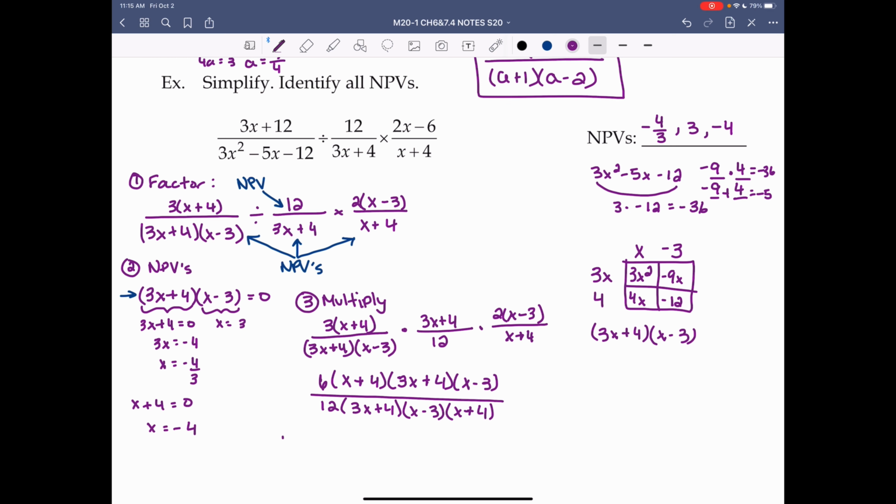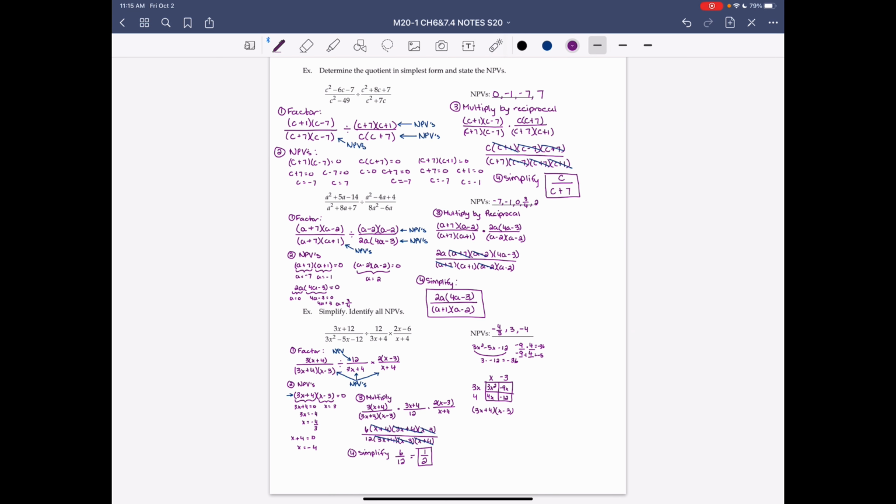Step 4, we want to simplify. We can divide out x plus 4 on top and bottom, x minus 3 on top and bottom, and 3x plus 4 on top and bottom. So all we are left with is 6 divided by 12, which reduces to 1/2. All that work just to get down to 1/2. That brings us to the end of lesson 2 for chapter 6.